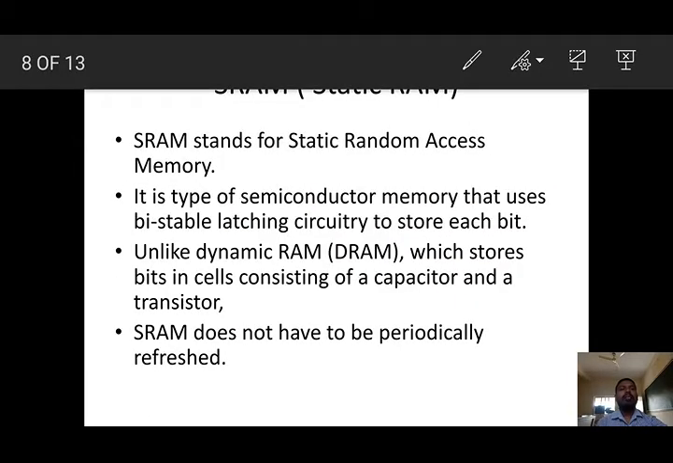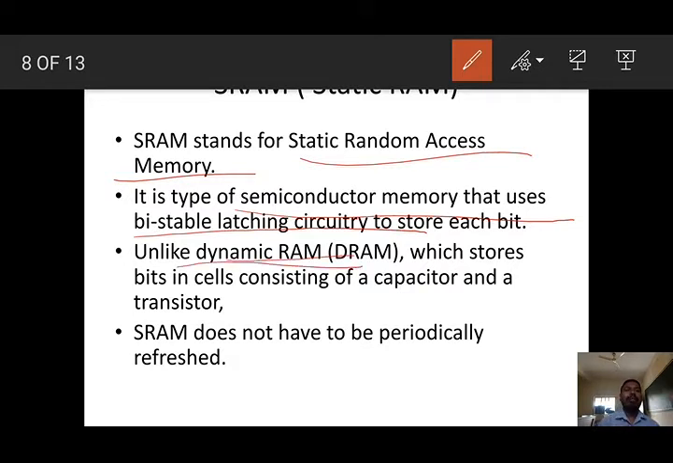SRAM. SRAM stands for Static Random Access Memory, which means static RAM. It is a type of semiconductor memory that uses bistable latching circuitry to store each bit. Dear students, to store the data in SRAM, they use semiconductor memory with bistable latching circuitry to store each bit. Whereas in dynamic RAM, which is DRAM, a cell that stores a bit consists of a capacitor and a transistor. So you should understand the difference between static RAM and dynamic RAM.